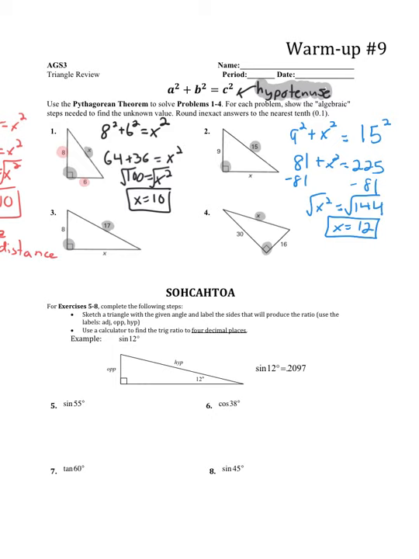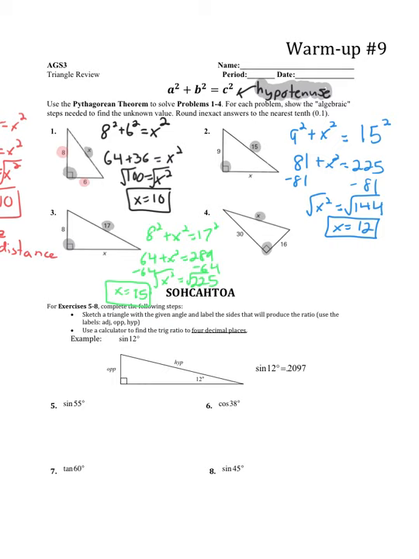For problem 3, I have 8 squared plus x squared equals 17 squared. 8 squared is 64. 17 squared is 289. I subtract 64 from both sides, and I get x squared equals 225. And then I can square root both sides, and I get x equals 15.